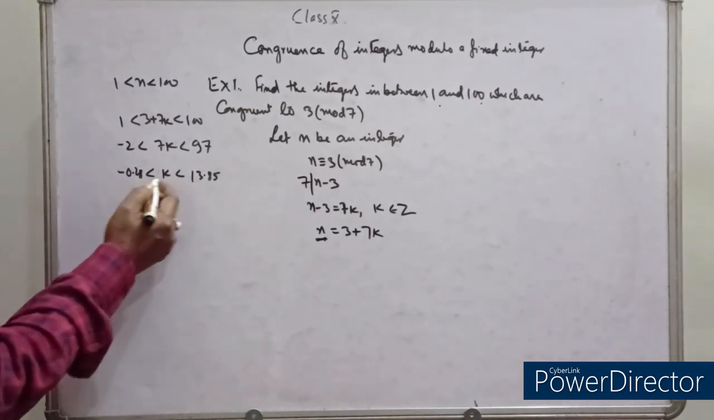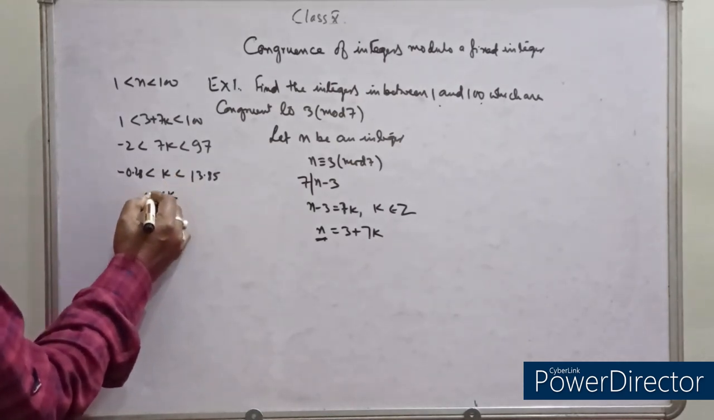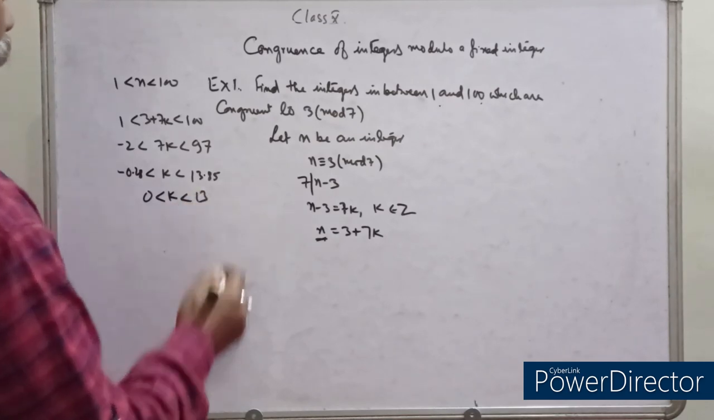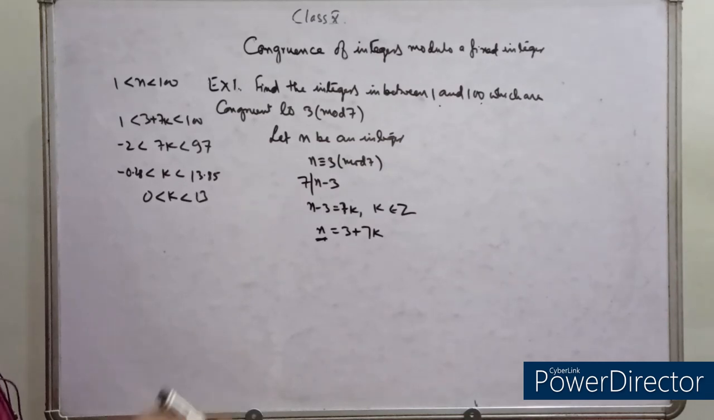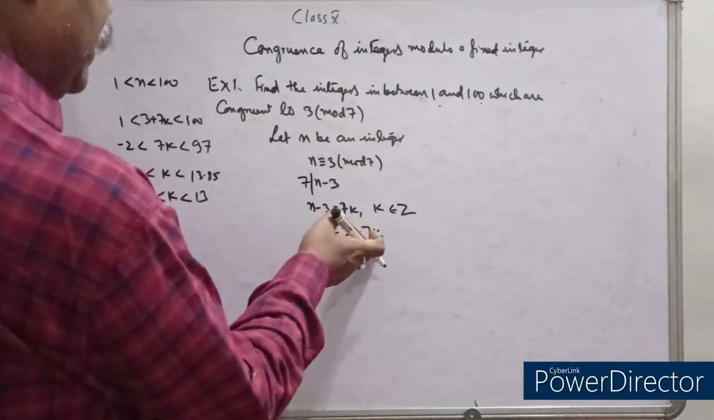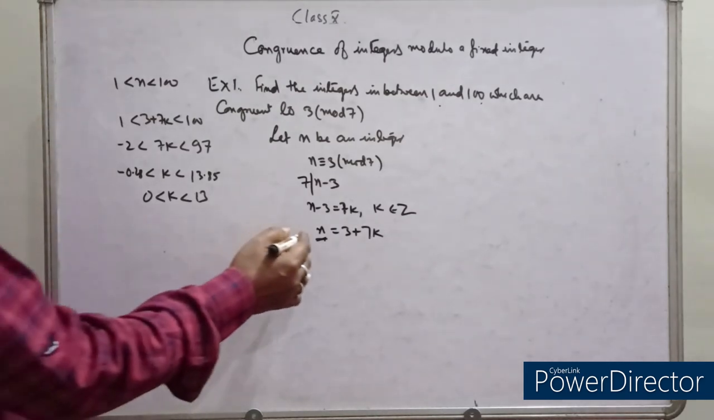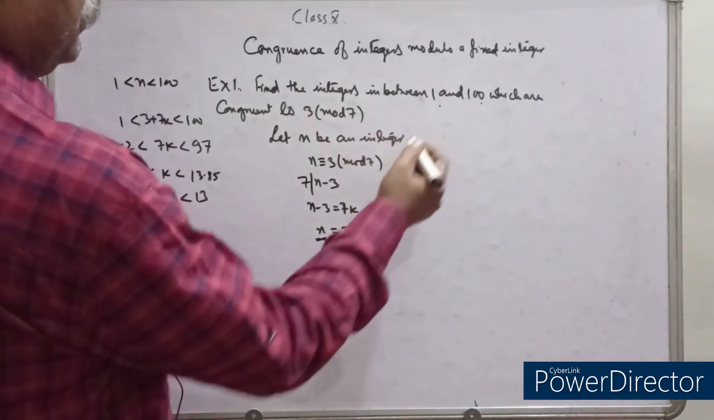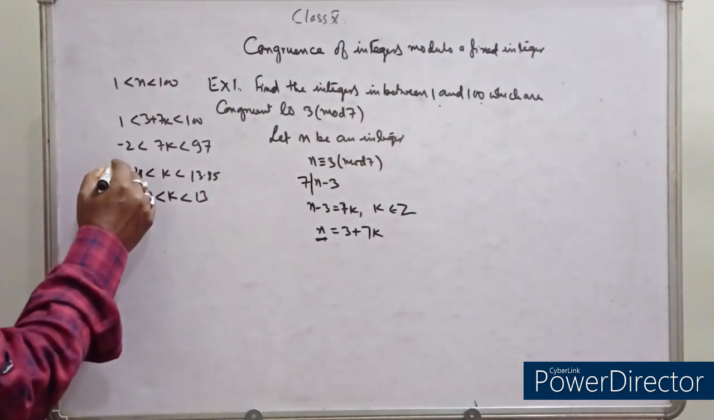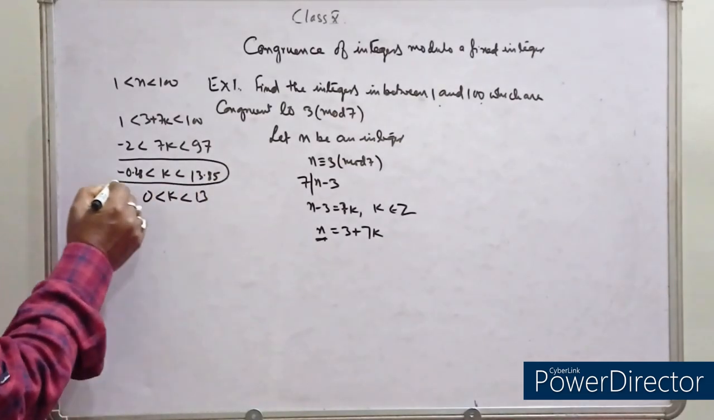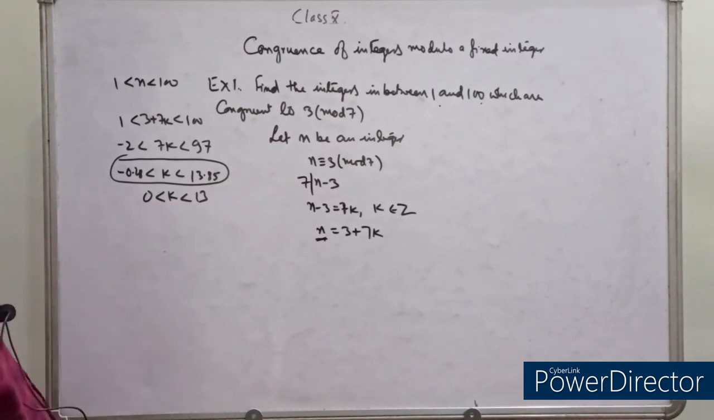Because k is an integer, I am bound to take the value of k from 0 to 13. This is the main objective. The main objective here is to find the value of k, because the boundary of n is fixed from 1 to 100 as per the question. And since k is an integer, the nearest values will be 0 and 13.